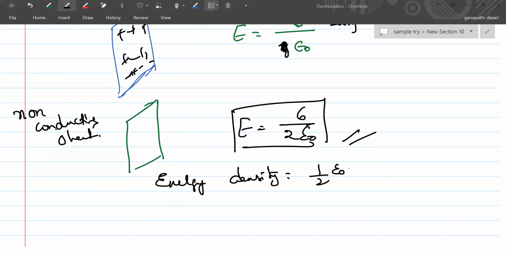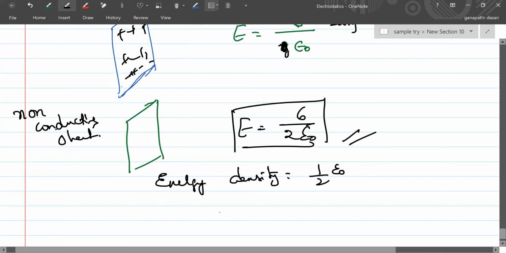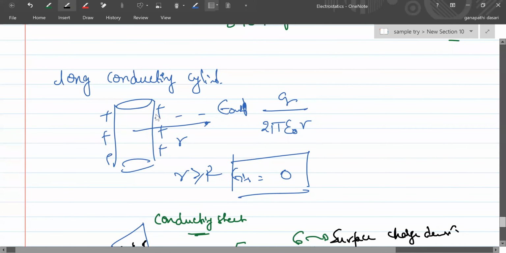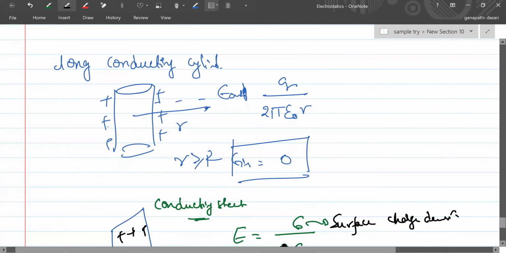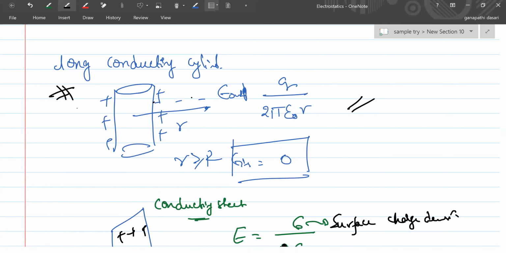You might ask me, sir, why are you directly writing? Why are you not deriving these things? First thing is derivations are not required. Even if they were, you would have to integrate to get the answers. But for symmetrical bodies, Gauss law is there, and using that we can derive the things. Got it?